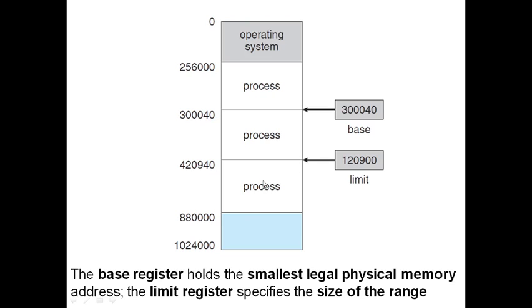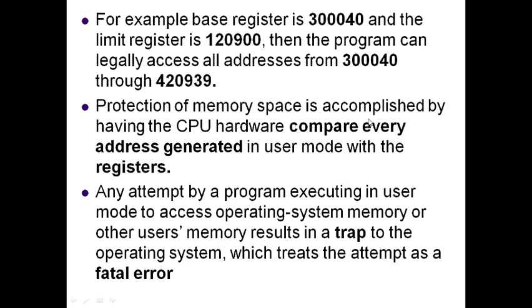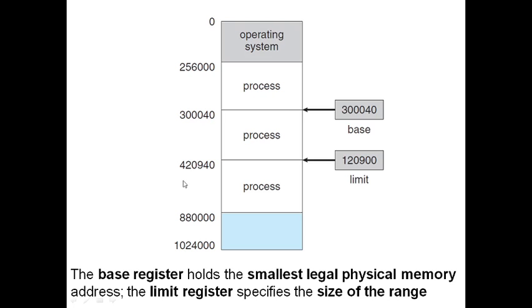So the OS should not allow it. How it will detect is that, as we have seen, the range permitted for that process is only up to 420939, and since it is attempting to change an address not in its range, this will be trapped. So this is a simple mechanism that is helpful in protecting the user processes from other processes as well as the operating system.